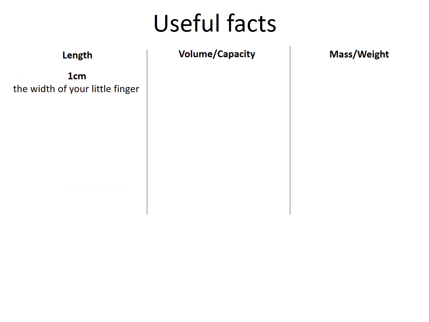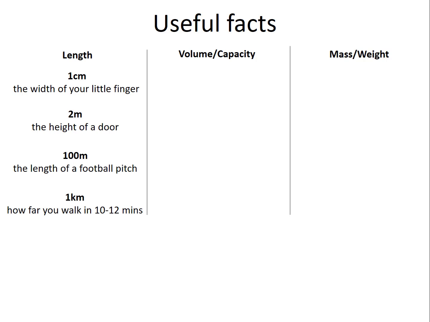First of all, length. 1 centimetre is about the width of your little finger. As we've already said, 2 metres is the height of a door, and you might find it useful to remember that 100 metres is the length of a football pitch, but only if you're interested in football. If you're not, it might be useful to think of some other object or place which is about 100 metres in length. And finally, a kilometre is about the distance you walk in 10 to 12 minutes. What about volume and capacity? Well, we've already said that about 300 mils is the size of a mug of tea or coffee, and 2 litres is the size of a large bottle of drink.